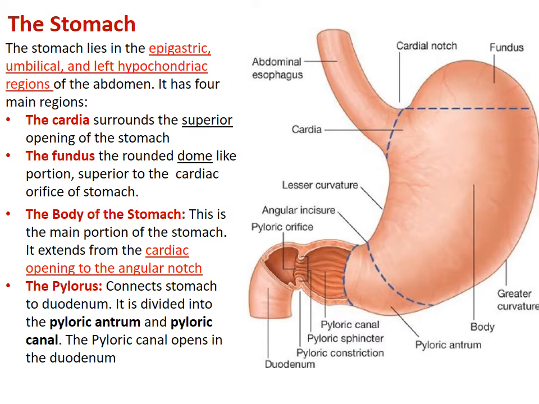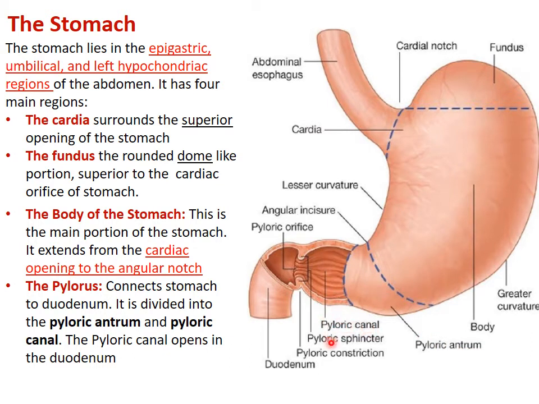Then we have the pylorus. Pylorus is what? Beyond this line, or anterior to this line that you have drawn from the angular incisura, this whole area is called the pylorus. But this pylorus again has two parts, the pyloric antrum and the pyloric canal.